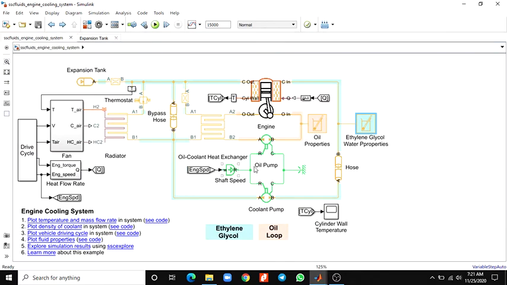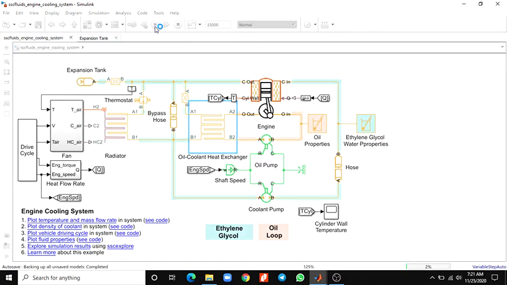Now the engine speed block, the vehicle speed block, and the engine block, the bypass, the cooling system block, the radiator, and the oil coolant heat exchanger. The oil properties we can set here. By using this scope, you can measure the cylinder wall temperature. Then afterwards you can see the temperature and mass flow rate. You can also see the density of coolant and the vehicle driving source. Also see the plot of fluid properties, and finally you can see the simulation result using Simscape Results Explorer, an interactive tool already mentioned in this video.